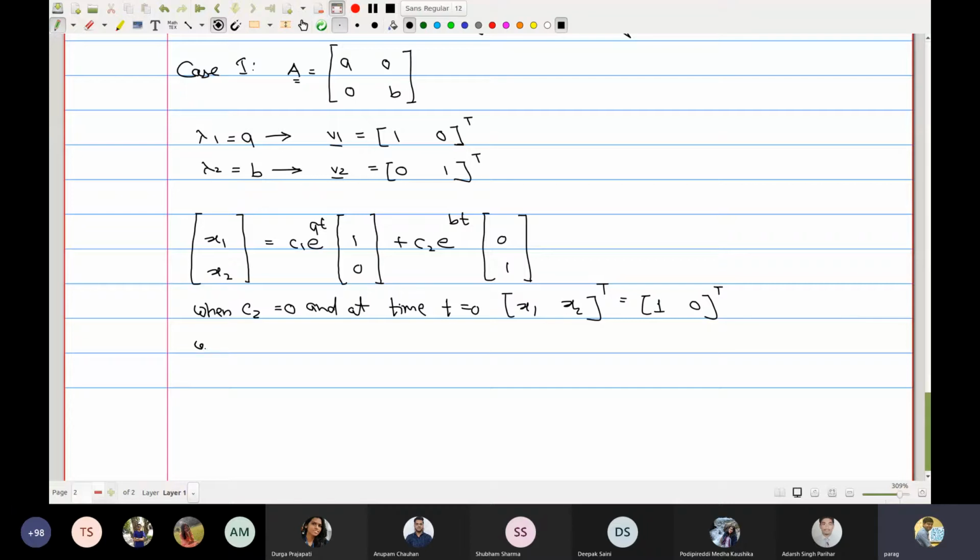Similarly, when C1 is equal to 0, it will be 0 C2 transpose. C is a multiplicative constant. C is a scalar. It's not a vector. The only vector which appears here is the eigenvector. So C1 is a number, C2 also is a number.